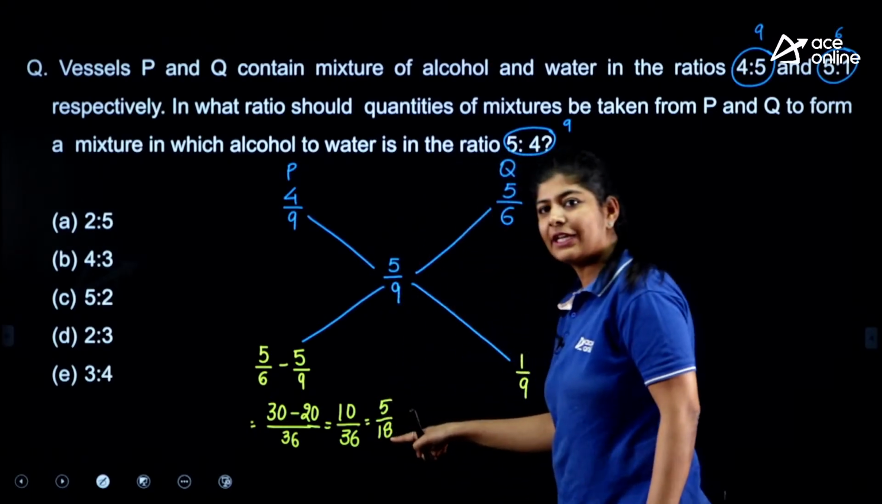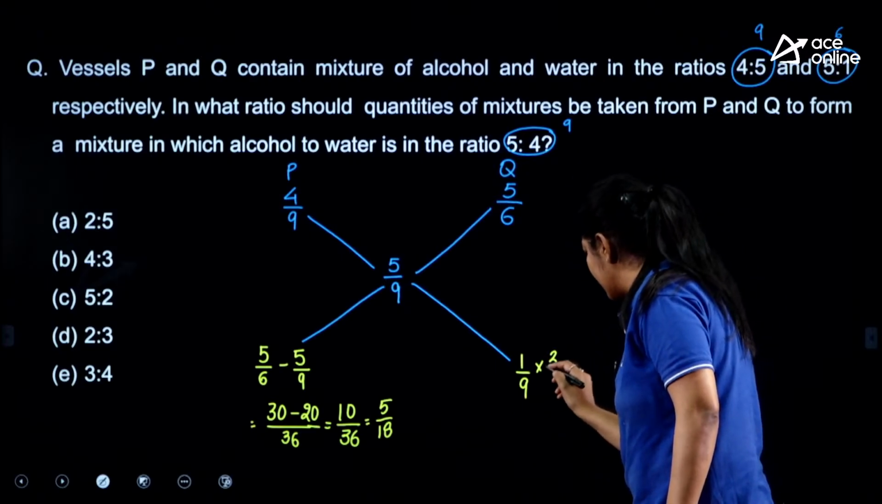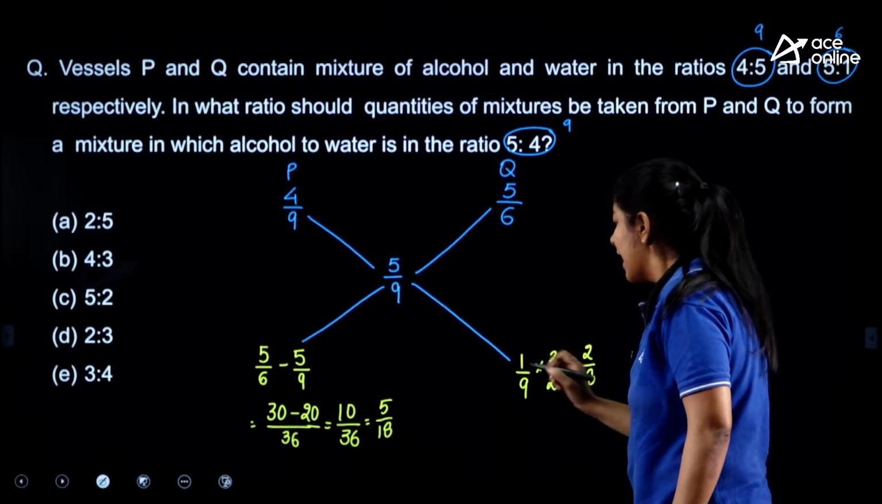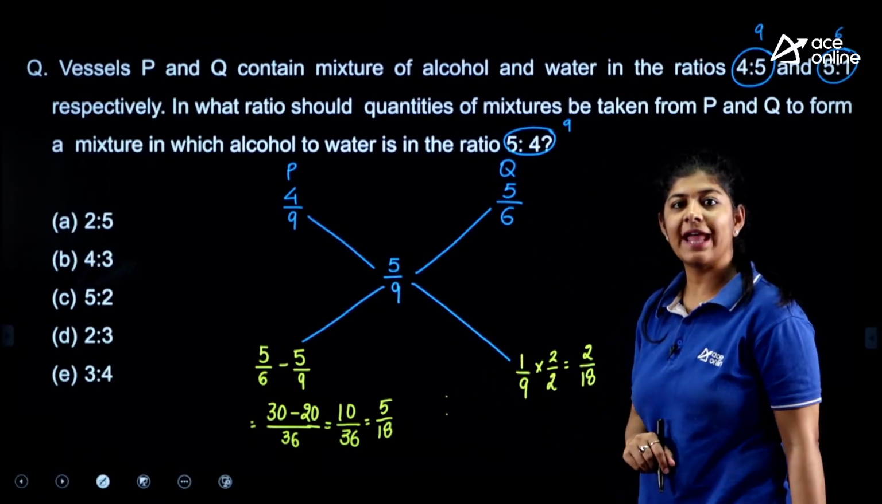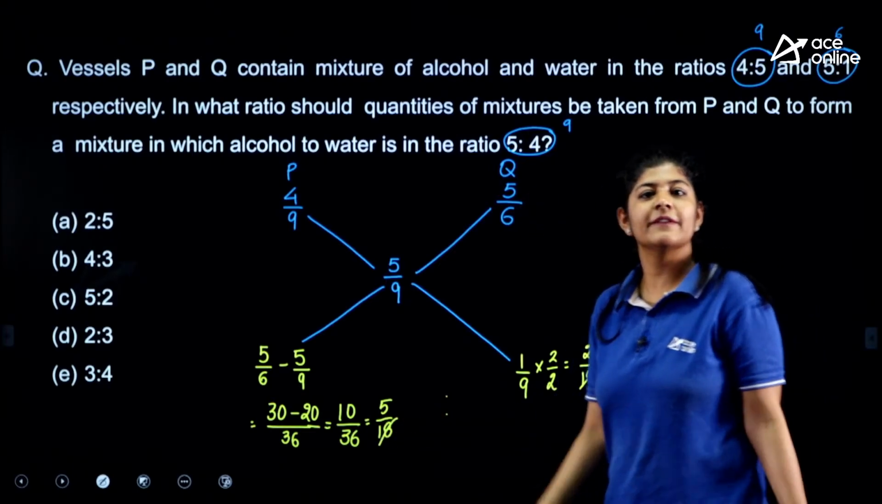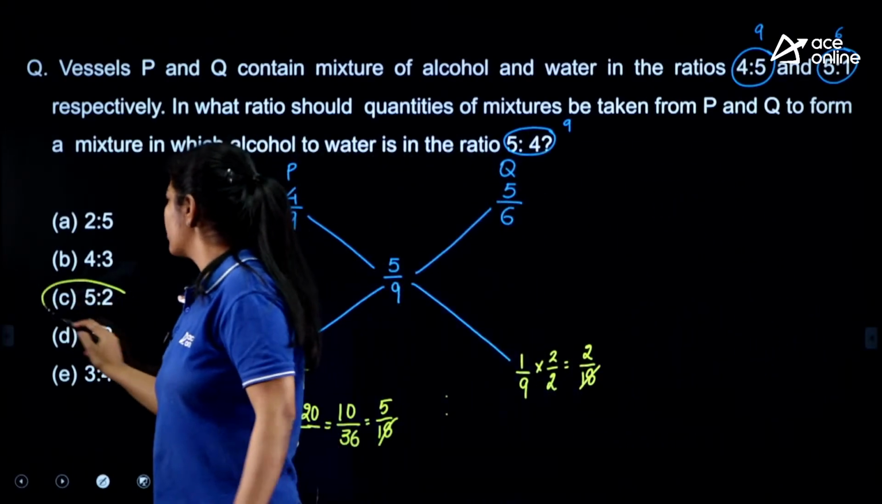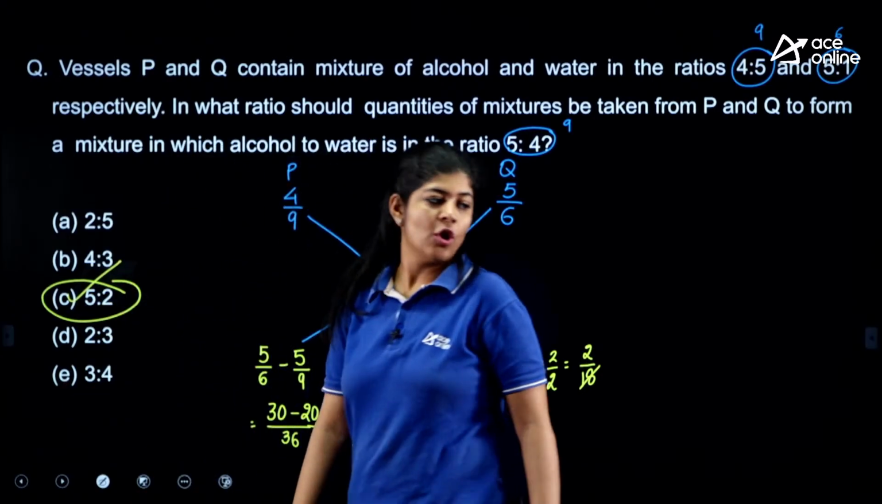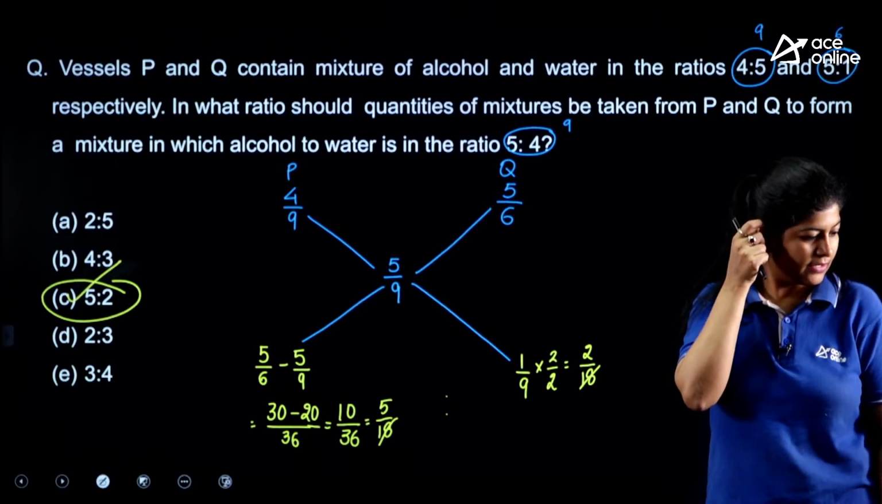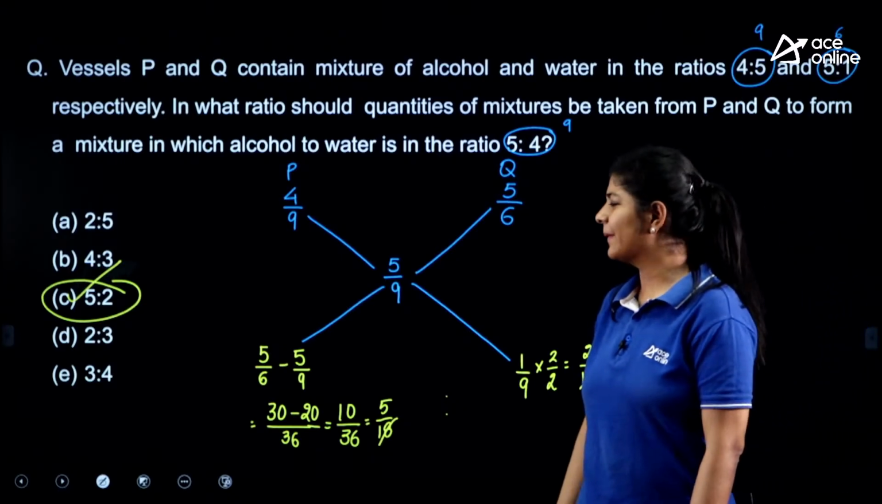As we are getting 18 over here, if I multiply it by 2 by 2, I can write it as 2 by 18, right? And here, as we know that we are having ratios, 18 and 18 cancel out and ultimately we will get 5:2. That means option number C is the correct one, right? It's a very simple one. Next.